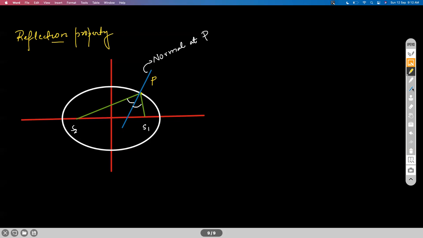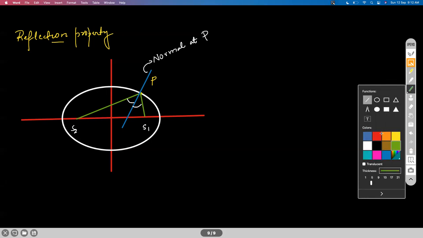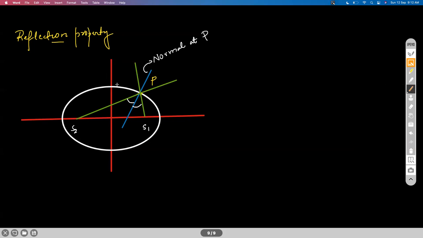By the way, if this was extended further, then the tangent at this point would have bisected the external angles. That means this angle would have been equal to this angle.